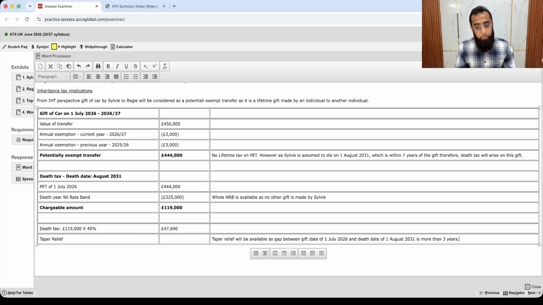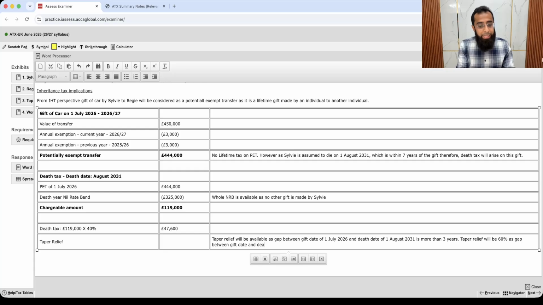Now taper relief will be available as the gap is more than 3 years. How much will be the taper relief? It will be 60%. Why? As the gap between gift date and death date is more than 5 years but less than 6 years: 1st July 2027, 2028, 2029, 2030 and 2031. For 5 to 6 years, taper relief is 60%. This taper relief will be available in tax tables also. It will be given in your examination.